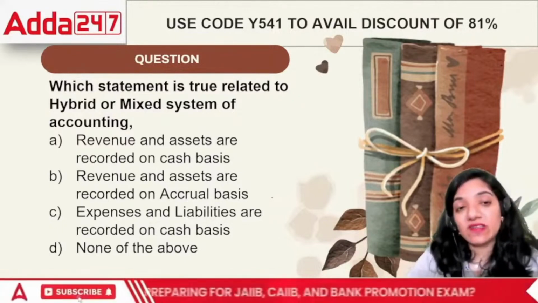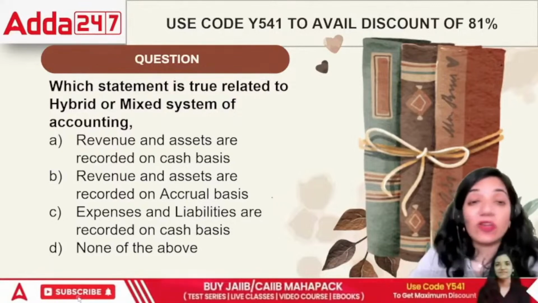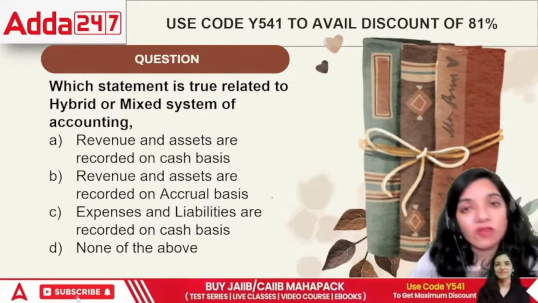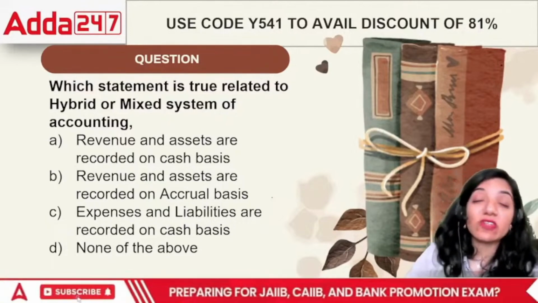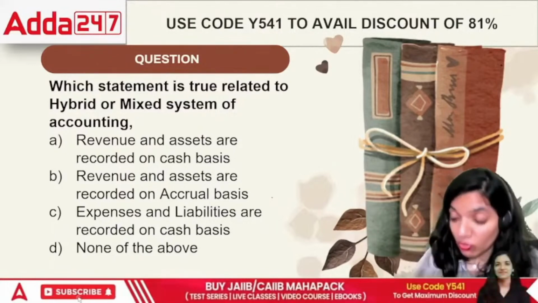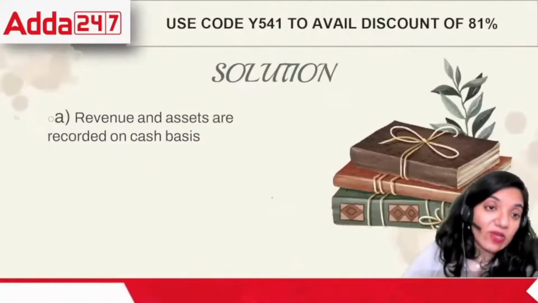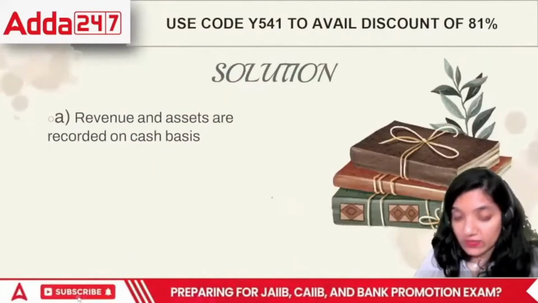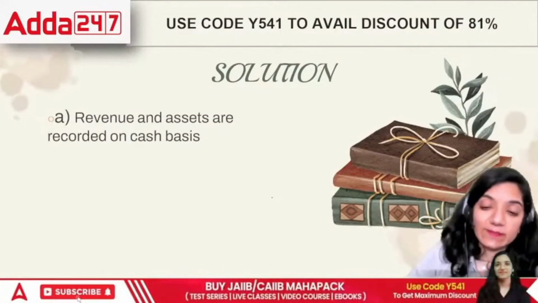See, in this what happens is, if I talk about the assets and revenue, till the time they are not actually in your hand, you cannot recognize it. In terms of expenses and liabilities, even if it is accrued, you'll note it down. That means if you are supposed to pay someone, you'll remember. If you are supposed to receive the money, till the time you don't hold that money in your hand, you cannot record it in the books of accounts. So that's the point. The answer would be that revenue and assets are recorded on the cash basis.